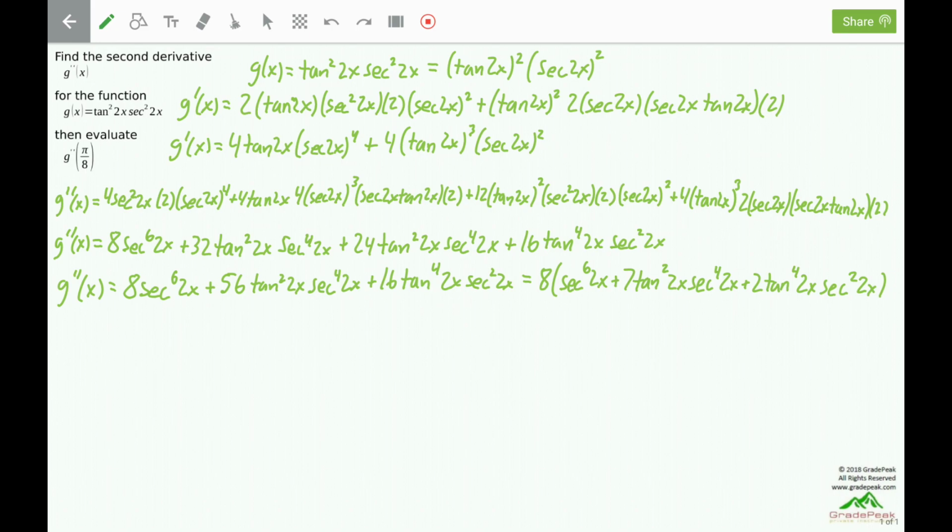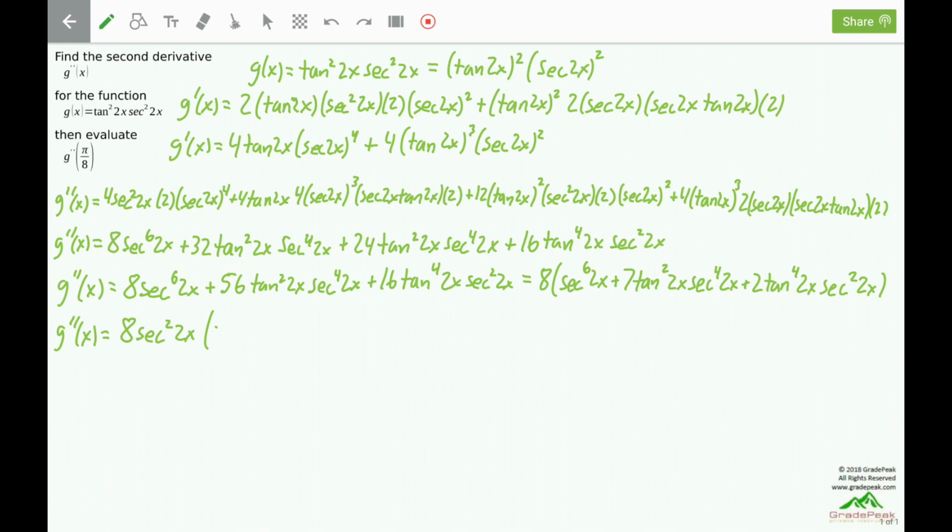We can now factor out powers of trig functions. It looks like the only one that can factor is a secant because the first term does not have any tangents. So in our first term we have a secant to the sixth, our second term we have a secant to the fourth, and our third term we have a secant to the 2. We can factor out the lowest of the 3, which is the 2 power. So g double prime of x will be 8 secant squared of 2x times, and when you factor, you're dividing, and dividing means subtracting exponents.